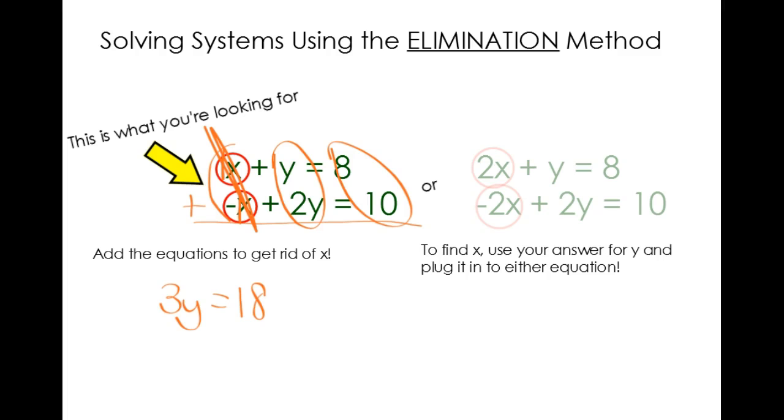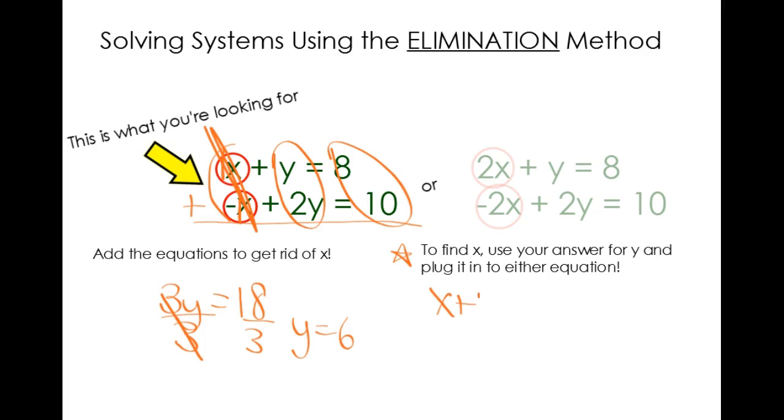So everything has to line up because you can't add x's with y's and y's with constants. Alright, so then divide both sides by 3, you get y equals 6. But we are not done, because what haven't we found yet, Austin? We know what y is. The x. We need to find the x. So to find x, use your answer for y and plug it into either equation. What one looks nicer? The top one.